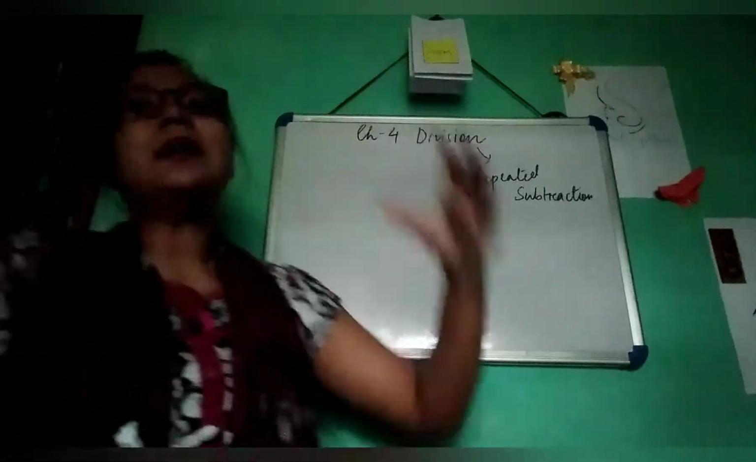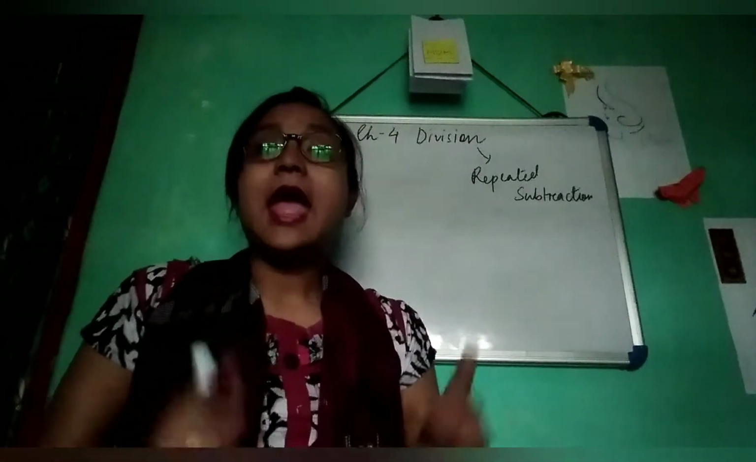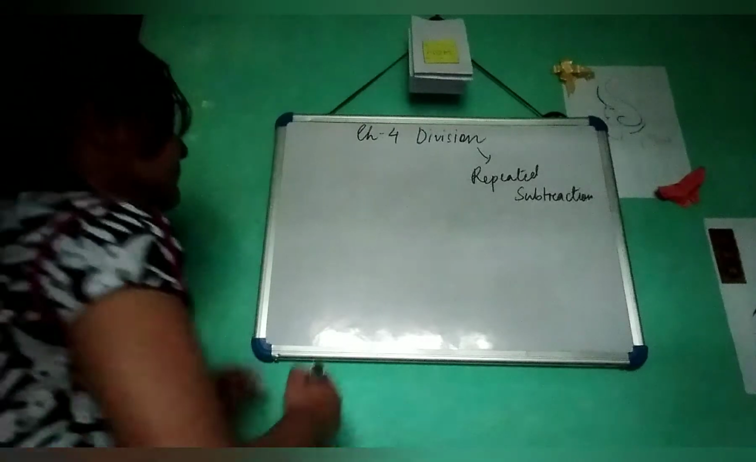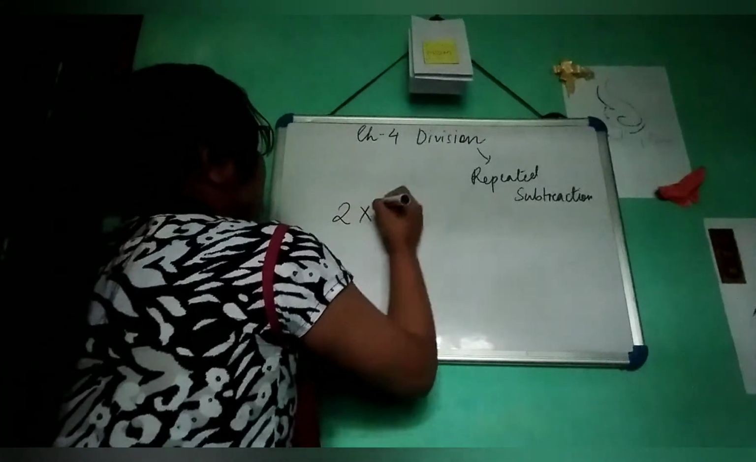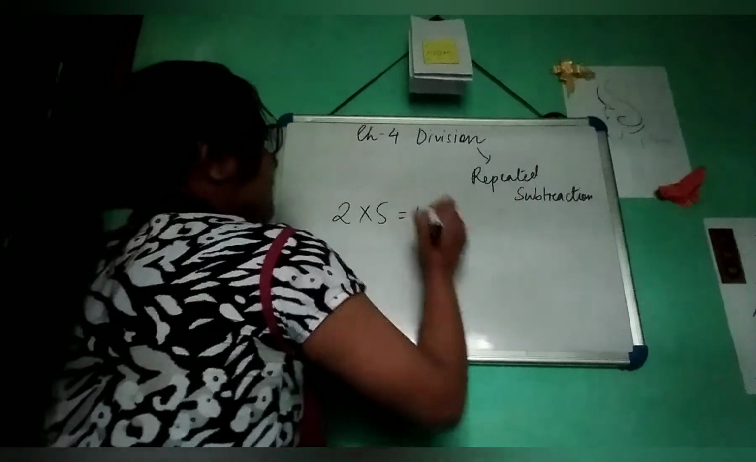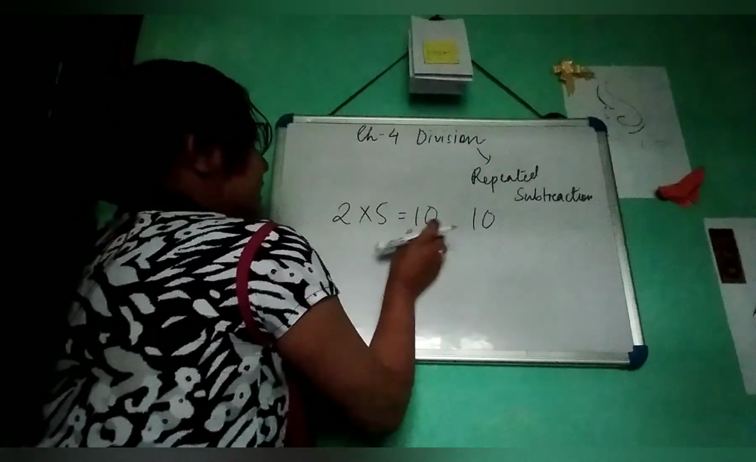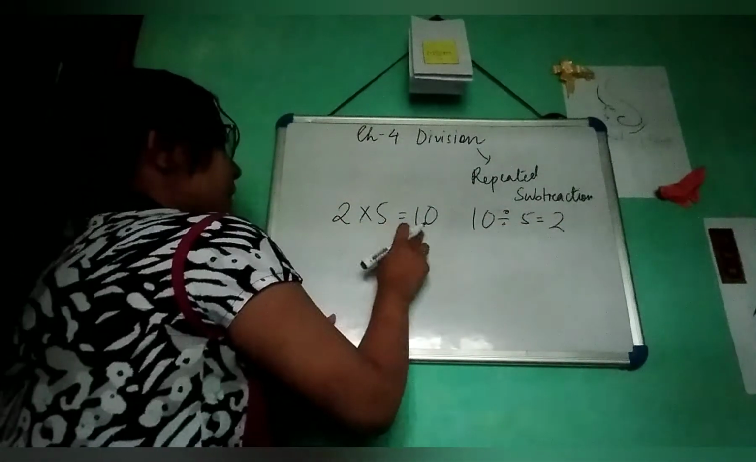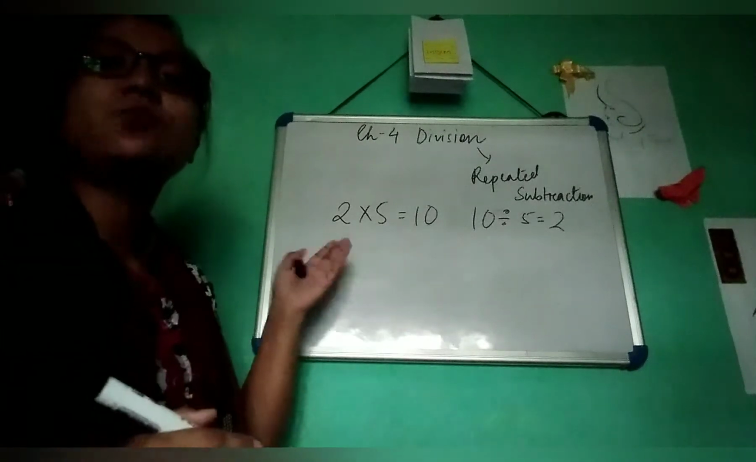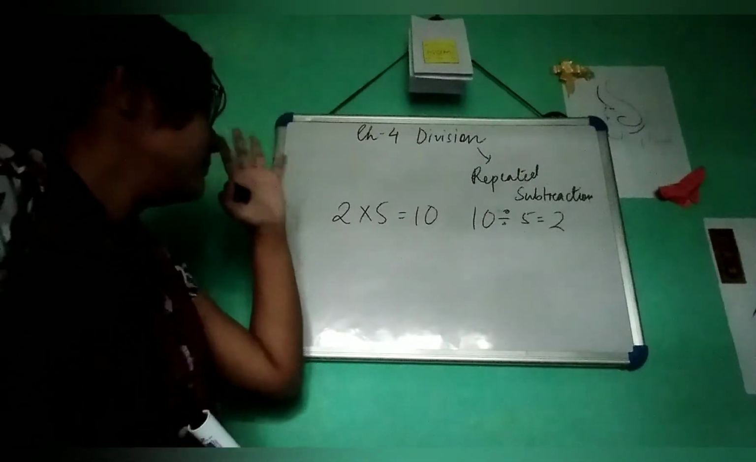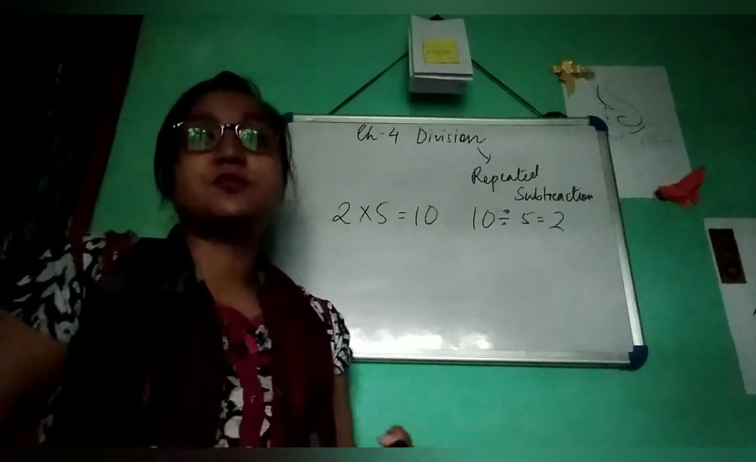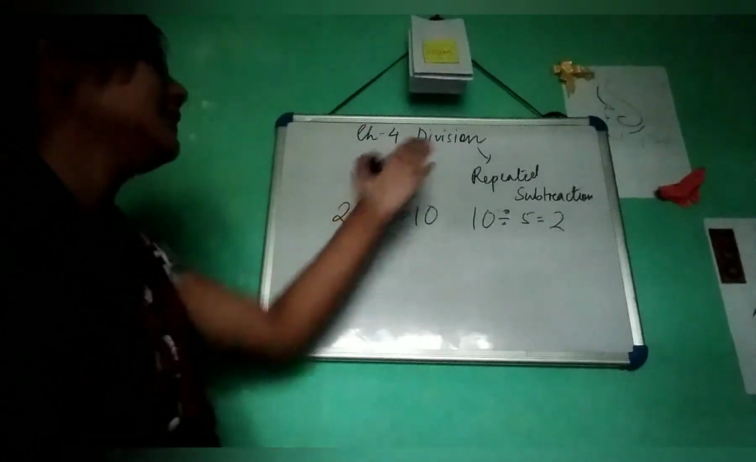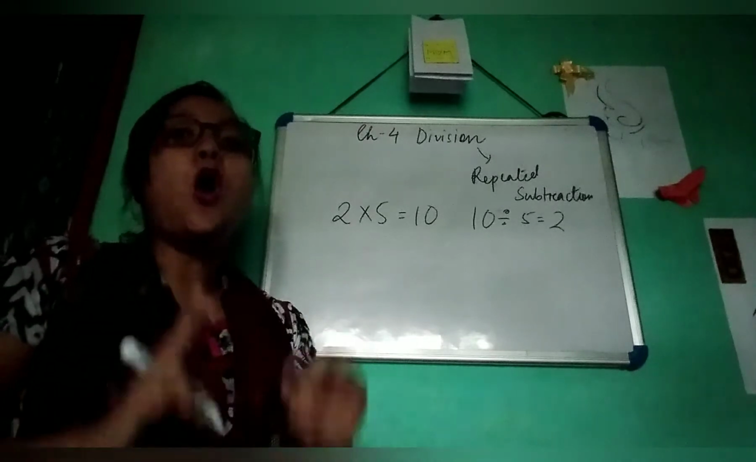Now division and multiplication are both related and both are opposite to each other. Why so? Let me tell you. Suppose I am multiplying 2 into 5. 2 into 5 is equal to 10. When we divide from the opposite side, 10 divided by 5, we get 2. So this way it proves that multiplication and division are opposite to each other, like addition and subtraction are opposite to each other.